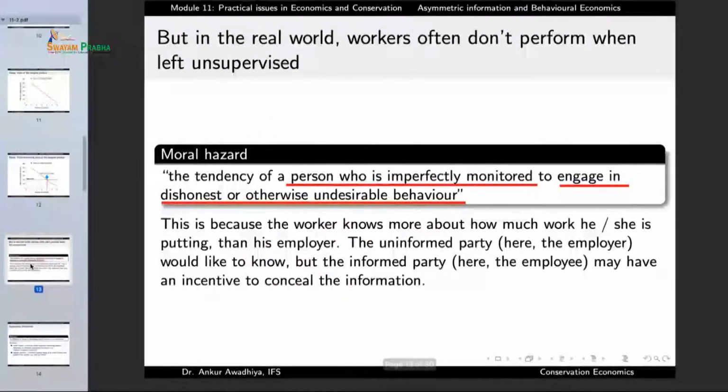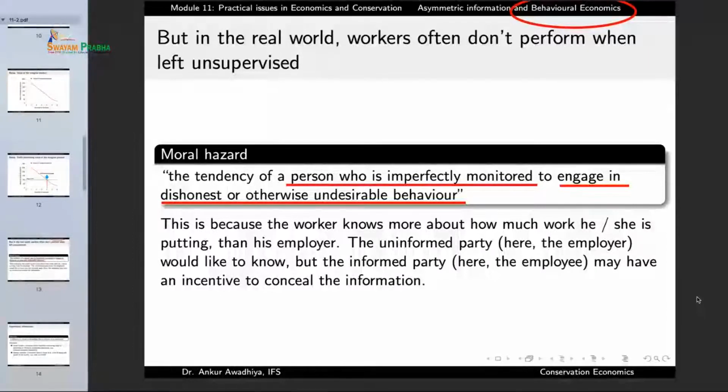Now, when we are talking about moral hazard, we are trying to bring in the behavior of people into our understanding. So, this is behavioral economics. We are not just talking about a mathematical model of economics or a scientific model of economics, we are also taking into account what is the behavior of people. So, moral hazard is the tendency of a person who is imperfectly monitored to engage in dishonest or otherwise undesirable behavior. Now, why do people engage in such a behavior?